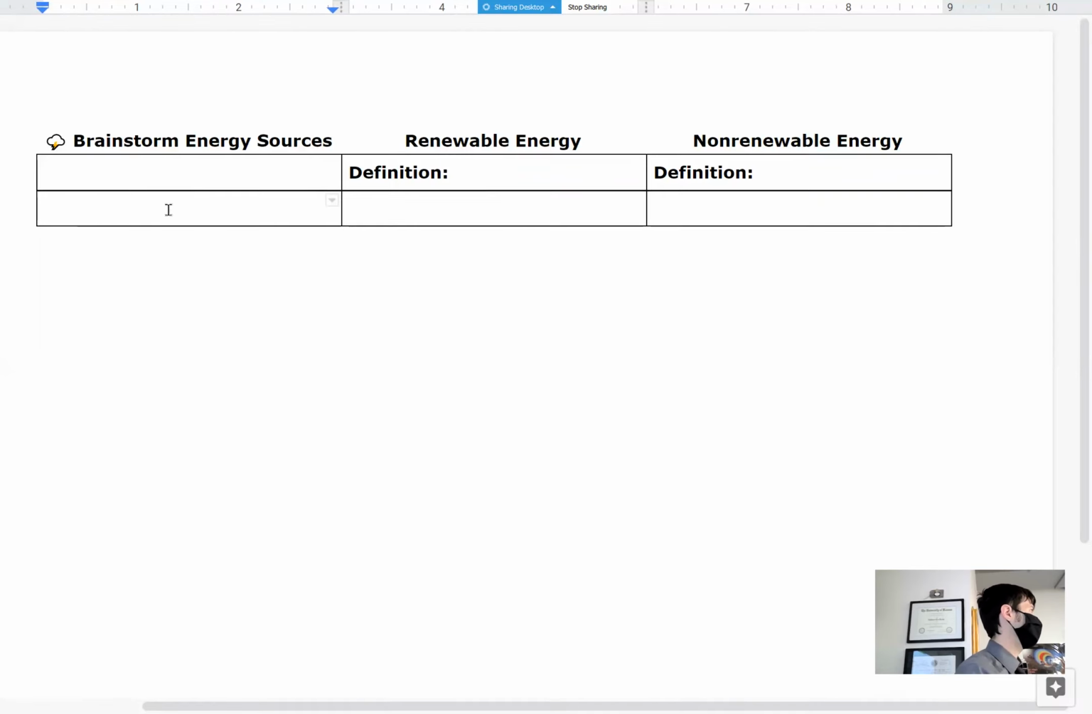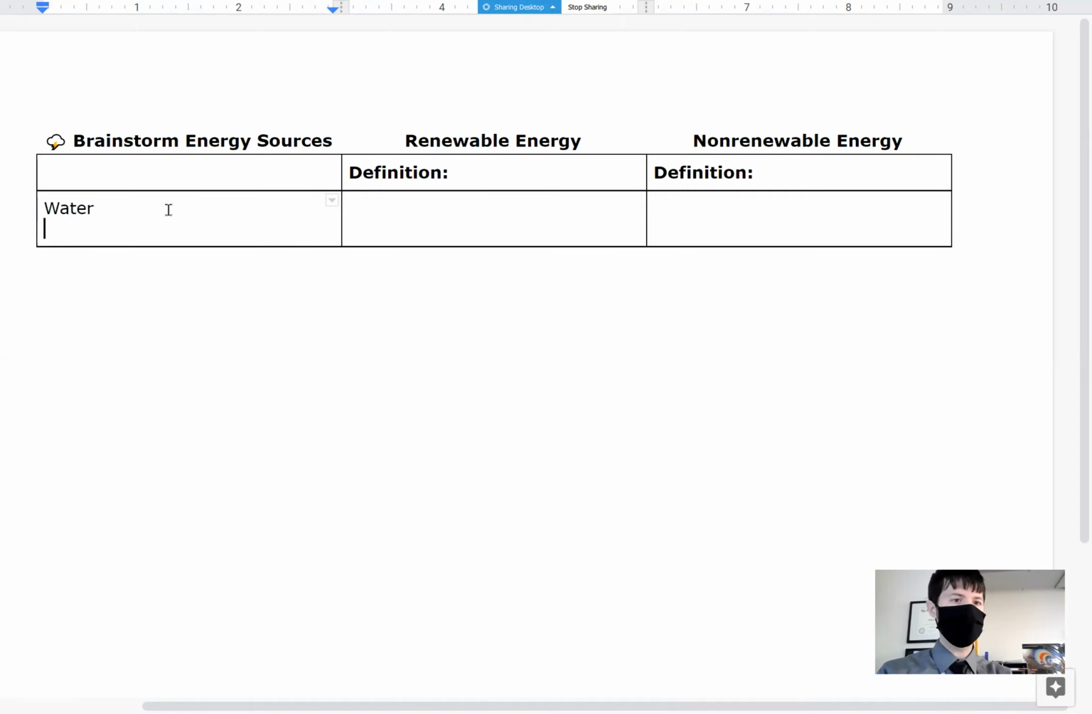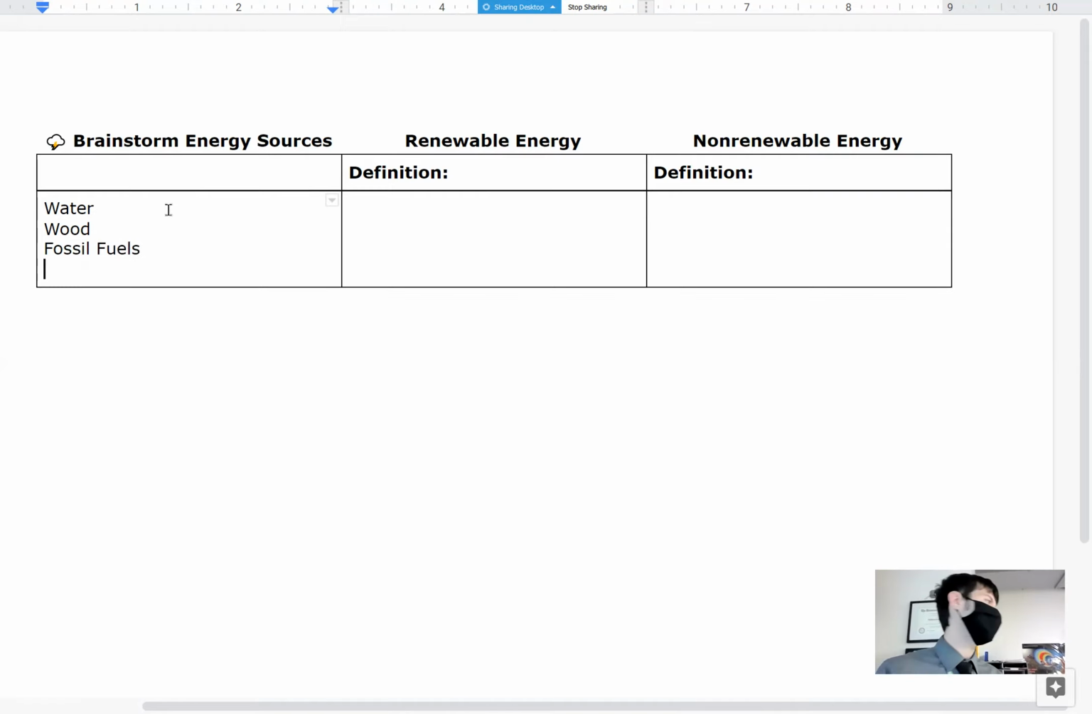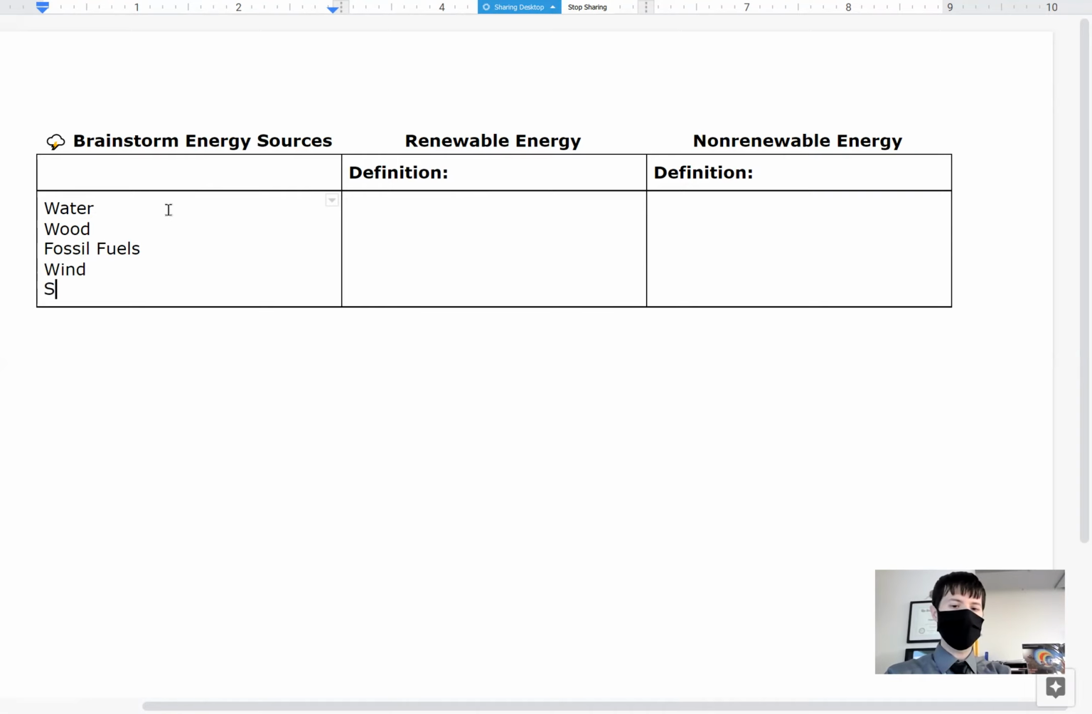Go ahead. Water. Yes, say what? Water, wood, like burning wood. Fossil fuels, that's a big word. We'll talk about fossil fuels a lot. Any other source of energy you guys can think of? Yep, there's wind power. Yes, wind energy. Yep, sun, or we can call that solar power too.